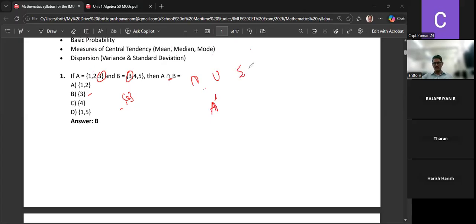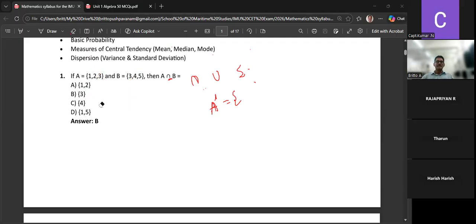There is sigma, the whole set. So suppose they're asking A dash or B dash, then we have to write the numbers which are not in A. That is A dash. So the numbers which are in sigma but not in A, those numbers you have. But here, for given A and given B, you are asked to find A intersection B. So A intersection B means the numbers which are common between A and B.